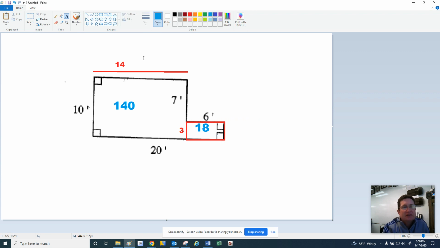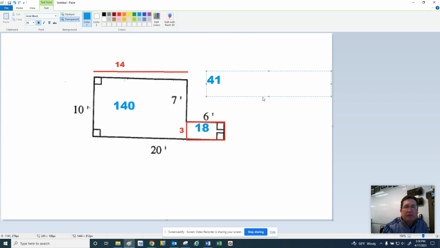So our answer for the problem would be 140 plus 18, which is 158. We should put square feet as our answer. The little hash mark by these numbers means feet in America. All right, cool.